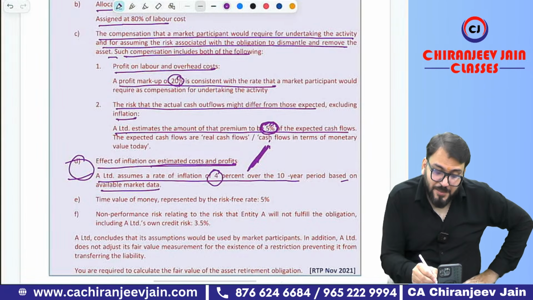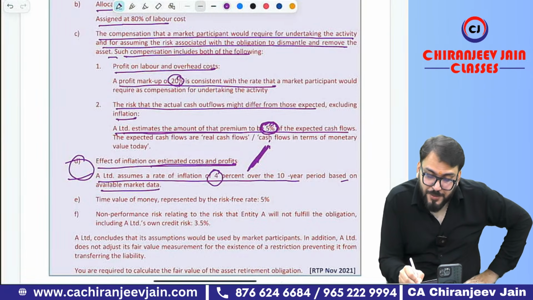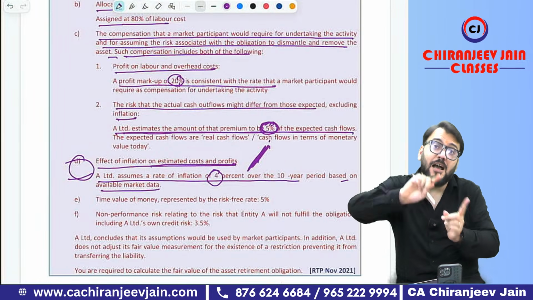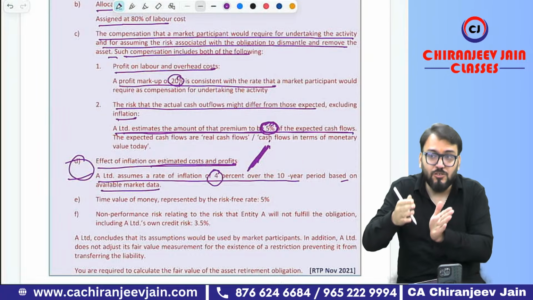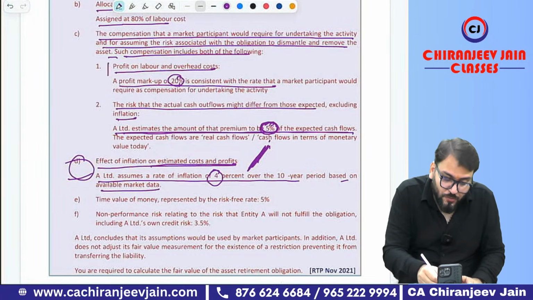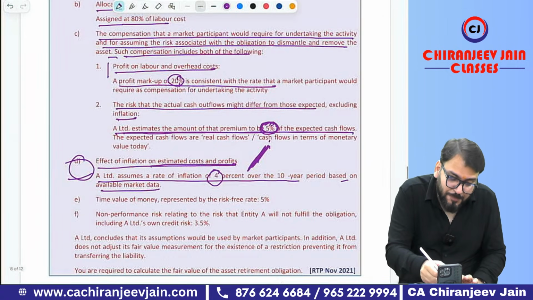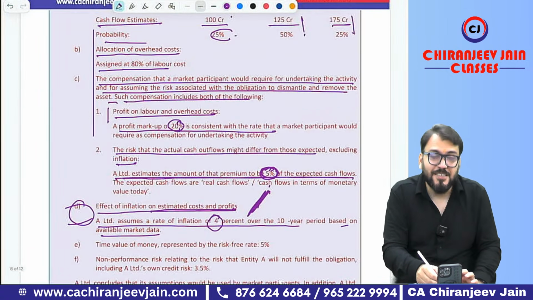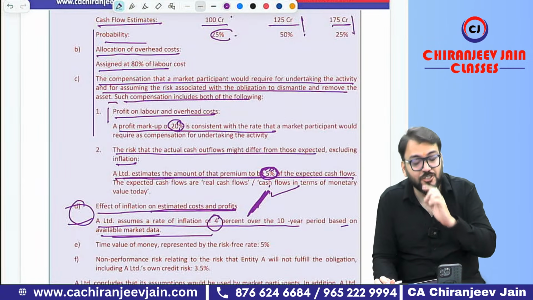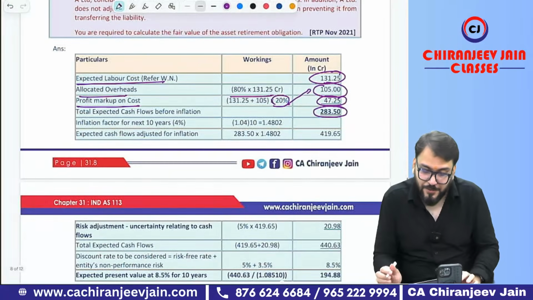A Limited estimated that the premium is 5% of expected cash flow. Expected cash flow will be after inflation. First you need to find out expected cash flow, and that will be after inflation. Right now, what you have added is based on the present rate. So first add inflation, then premium. Understood? Yes, sir.